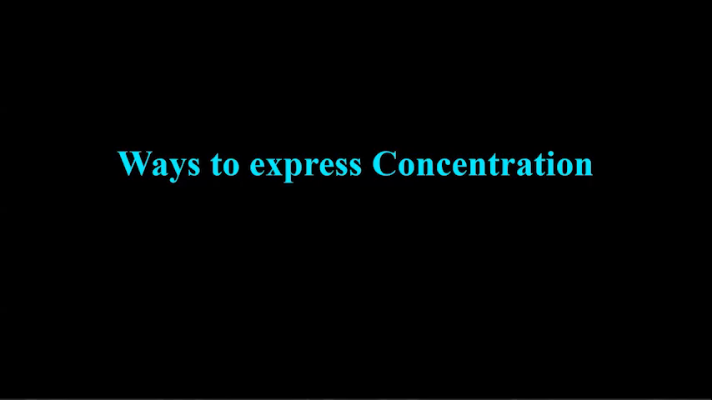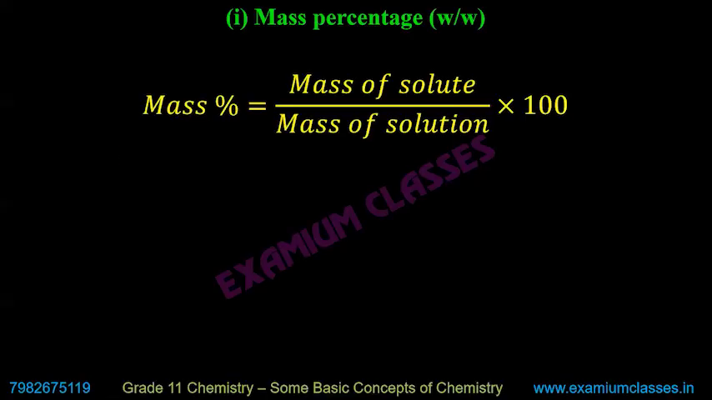Similarly, the other ways. One popular way is mass percent: how much mass of something is present out of the total mass. So the first one is mass percent. You already know it: mass of solute divided by mass of solution into 100.